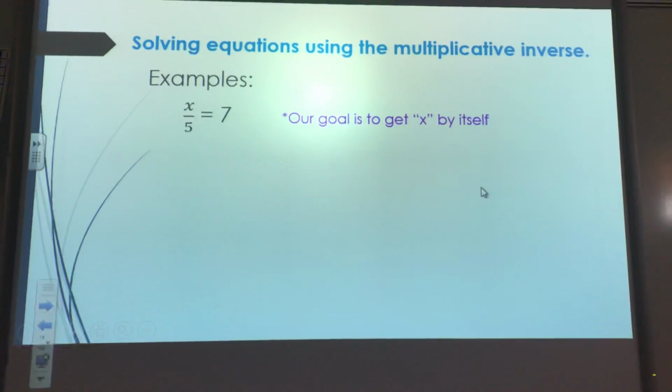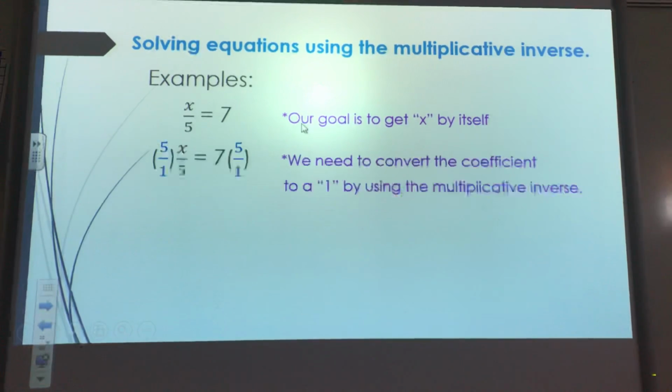And we will do that by using the multiplicative inverse, or the opposite operation. We see that x is being divided by 5, so the opposite of dividing by 5 would be multiplying by 5. And again, whatever we do to one side of our equation, we have to do the same thing to the other side. So we're going to multiply both sides by 5, or 5 over 1. This will give us a coefficient of 1.